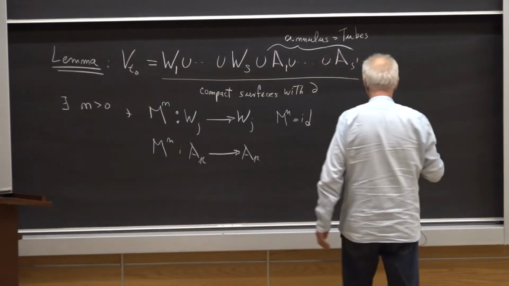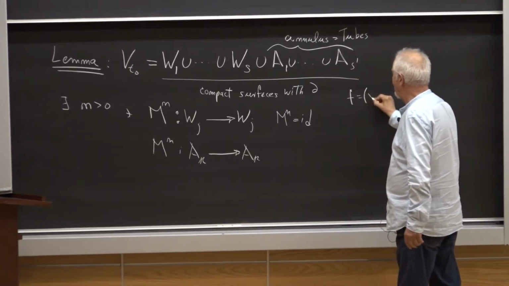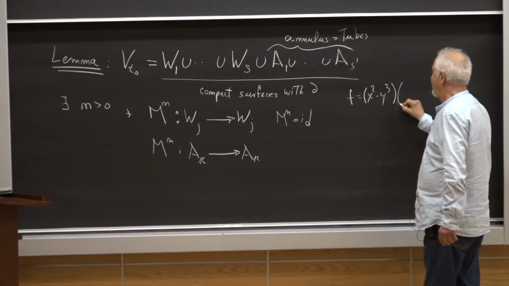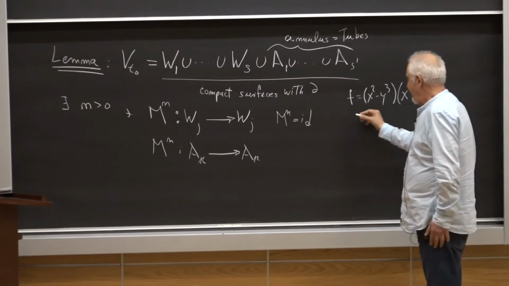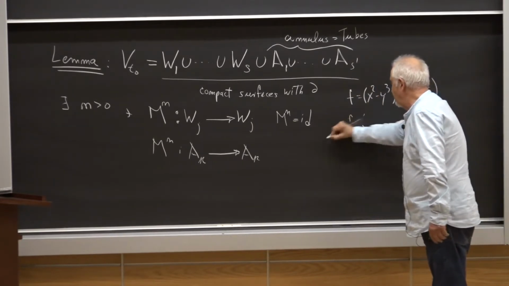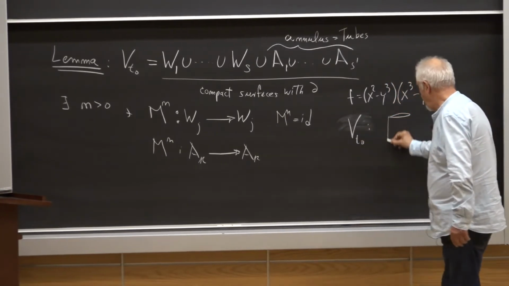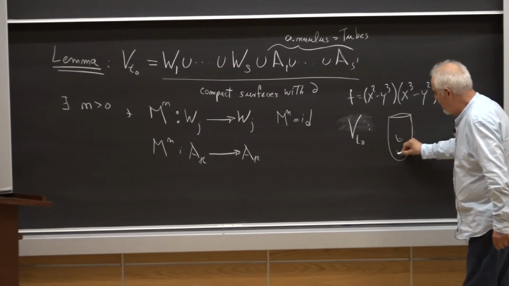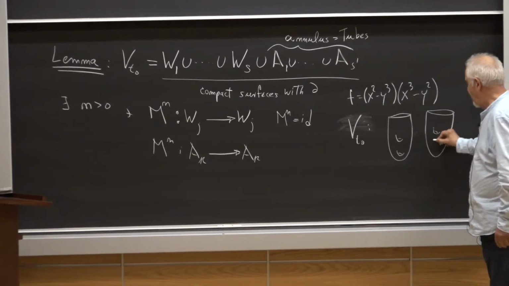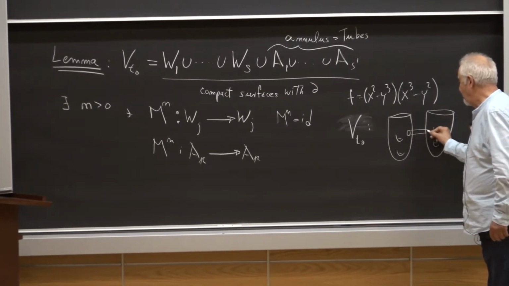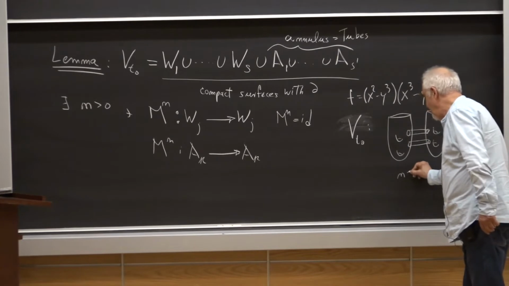So the picture is going to be the following. For example, if f is equal to (x squared minus y cubed) times (x cubed minus y squared), then f equal to t0, so this V_t0, is going to look like this. It is genus 2. It has two irreducible components, and then it will have two tubes connecting them, and this n will be 10.